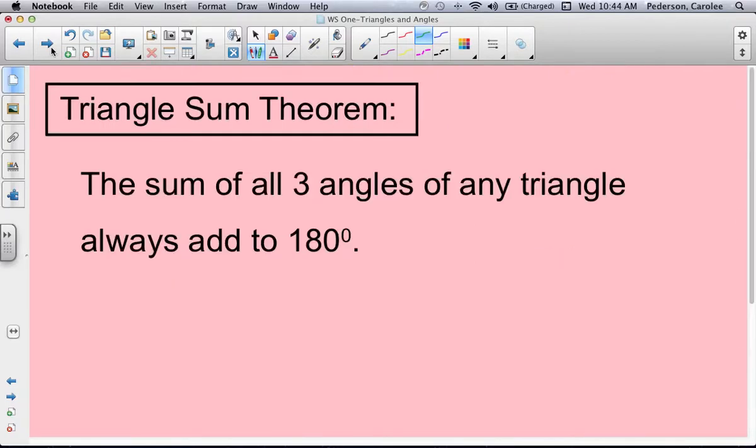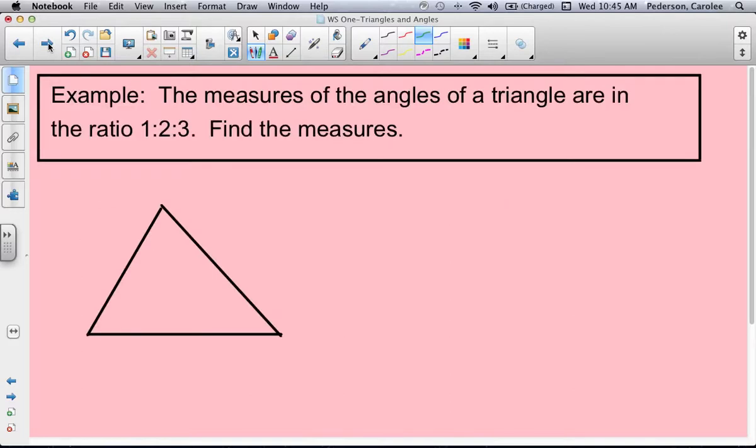So we just talked about that theorem. You don't need to write it down. In geometry, we learned that the sum of all three angles of any triangle always add to 180 degrees. So let's go on to this next example. The measure of three angles of a triangle are in a ratio of 1, 2, 3.